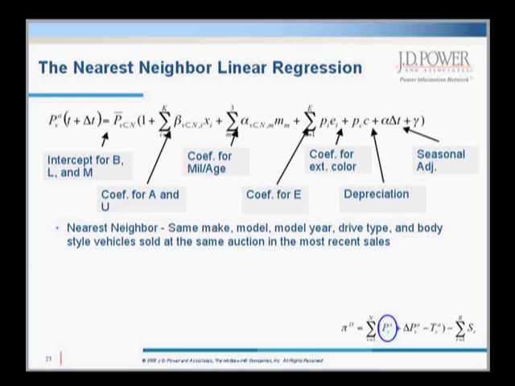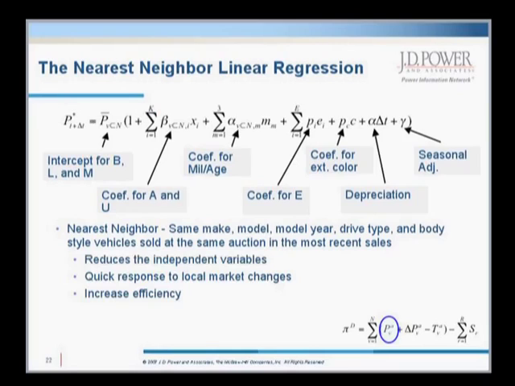If a vehicle in the sales records has the same make, model year, drive type, and body style, and was sold at the same auction in the recent sales as the vehicle to be distributed, we call it a nearest neighbor. There are 3 advantages to using the nearest neighbor filter before we run the linear regression. First, it reduces the independent variables. All this make, model year, body style, and regionality go to the intercept of the linear regression model. And also, combined with the daily sales history update, the model is very quick and responsive to local market changes. And it also increases efficiency because we use a smaller data set.